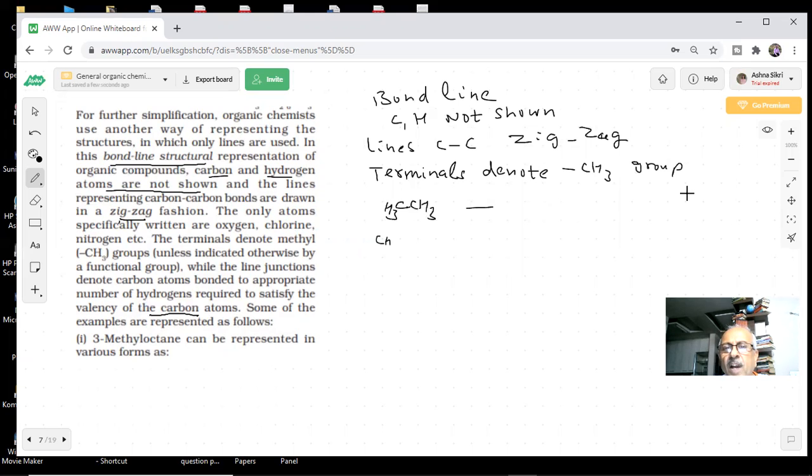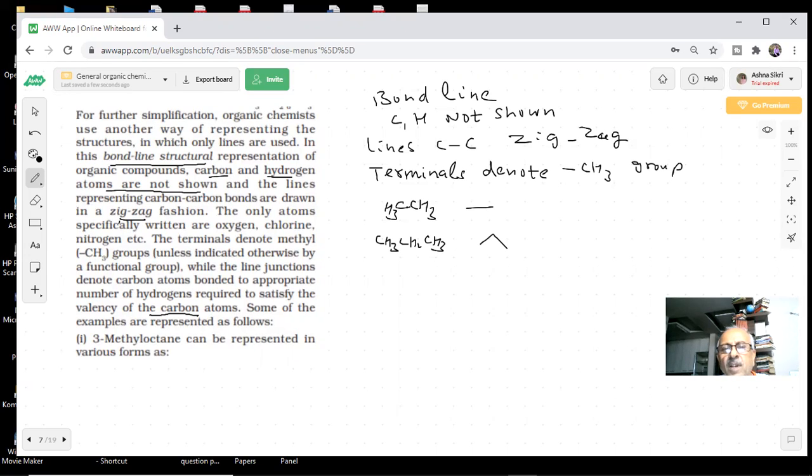If I have CH3, CH2, CH3, what does it mean? I will show it by zigzag. Yes or no? Yes, sir. This is our methyl, and this is carbon, and there will be 2 hydrogens which we have omitted. The valency of carbon has to be 4.